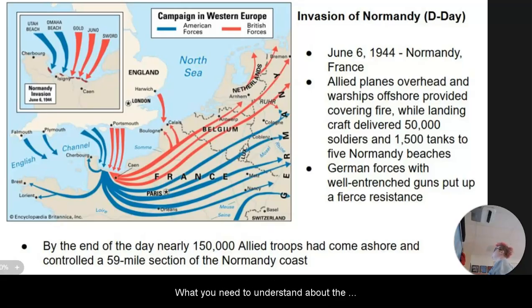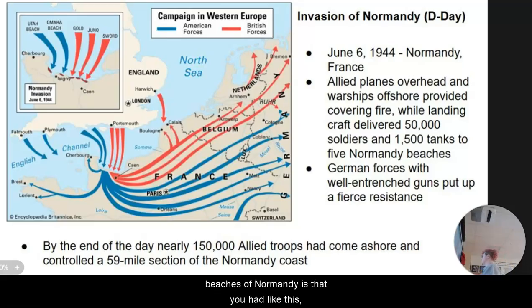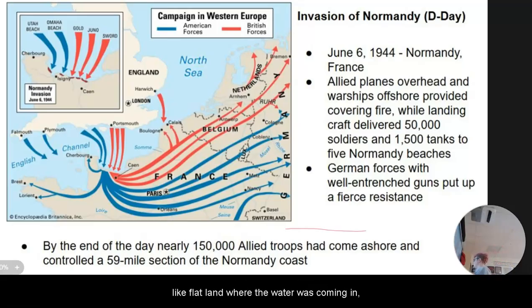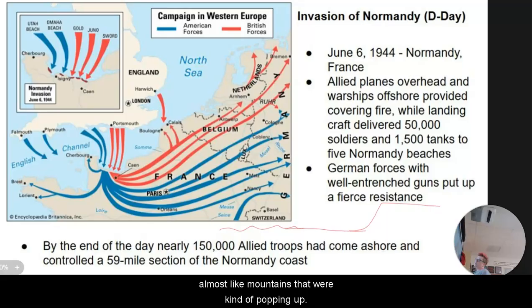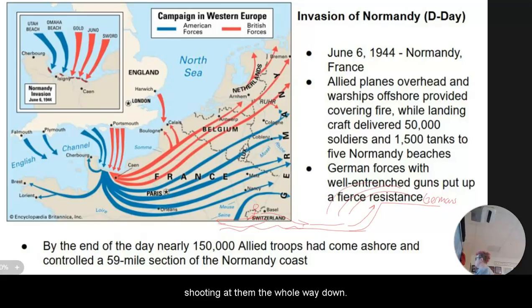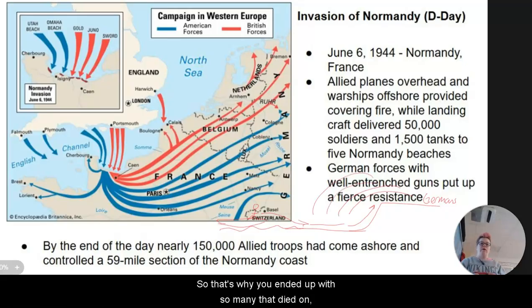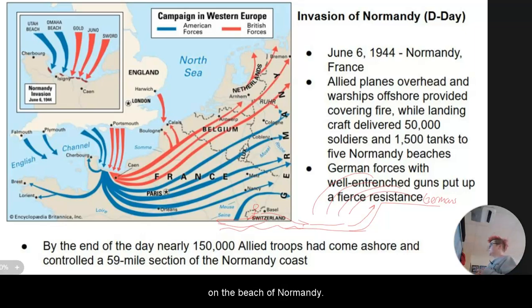What you need to understand about the beaches of Normandy is that you had this flat land where the water was coming in, and then you had these huge dunes, almost like mountains, popping up, and the Germans were up here. So what they had to do in their boats is they had to come off, get into the water, and then run and try to go up while the Germans are shooting at them the whole way down. So that's why so many died on the beach of Normandy.